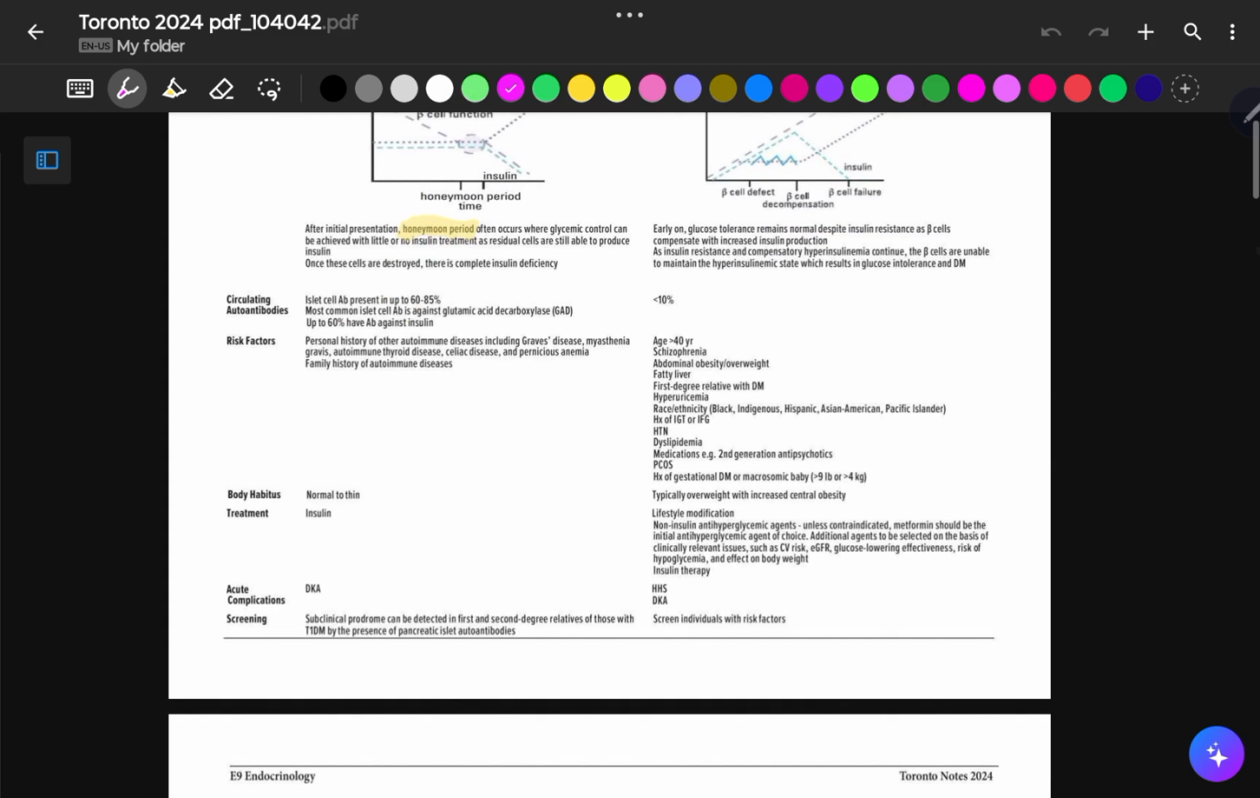So what are the acute complications of type 1 diabetes? You said DKA. Type 2 is HHS and DKA. Alright.